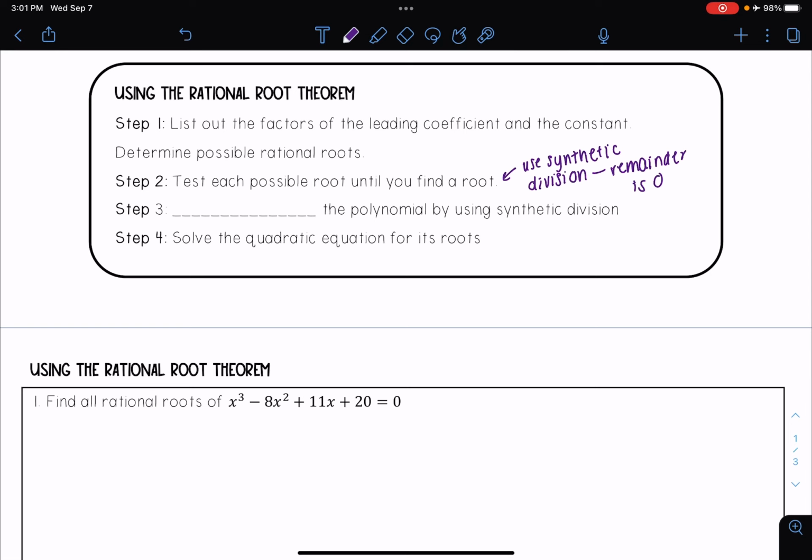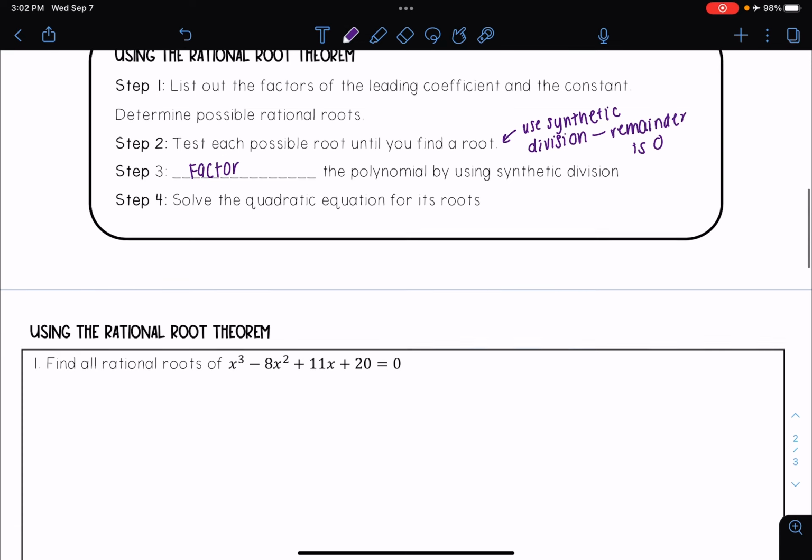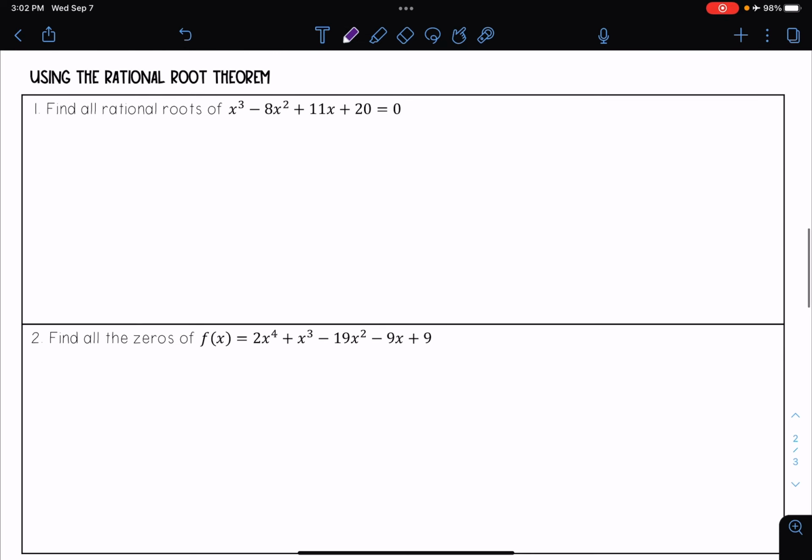And then step 3, we're going to factor the polynomial using what we found with synthetic division, and then we'll solve the quadratic equation for its roots. Sometimes we might have to repeat steps 2 and 3 multiple times depending on the power of the polynomial that we are solving. So let's go through a couple of examples.